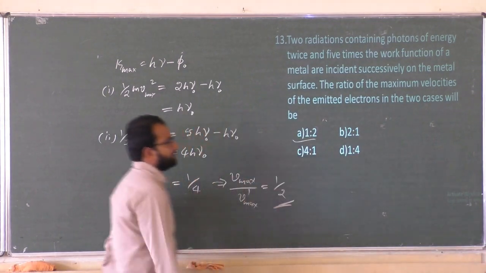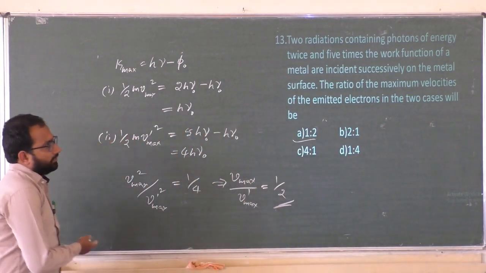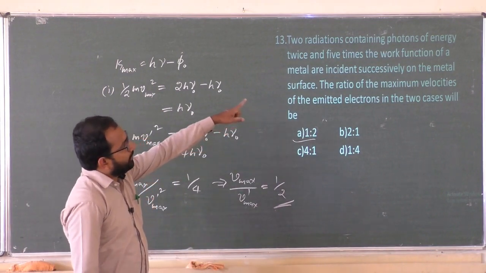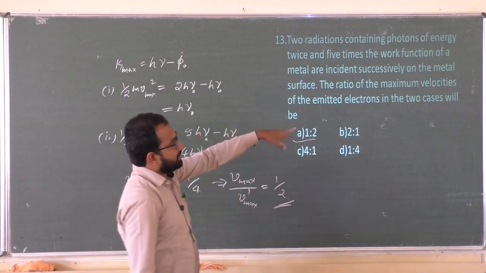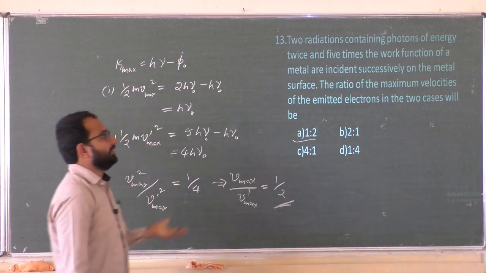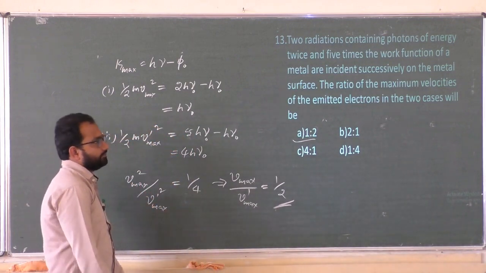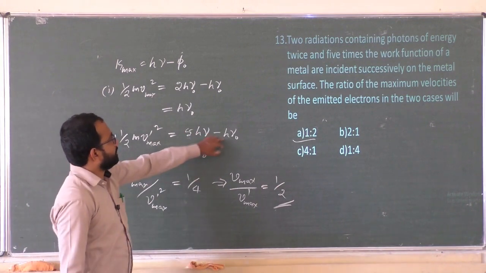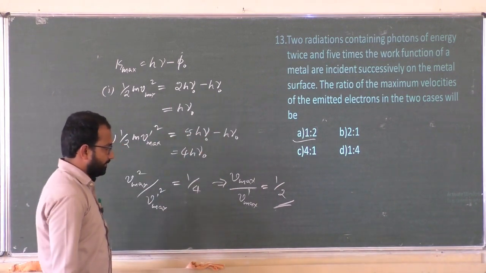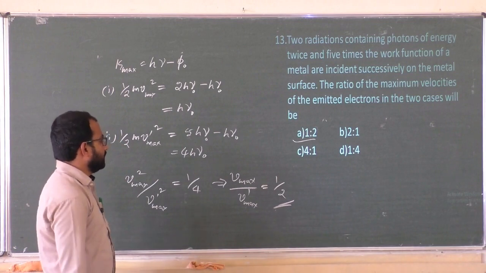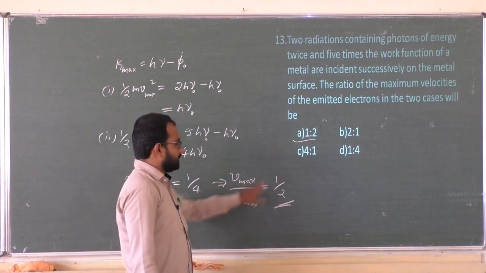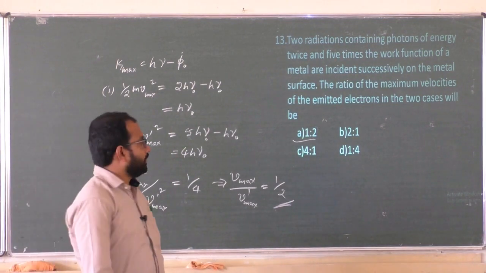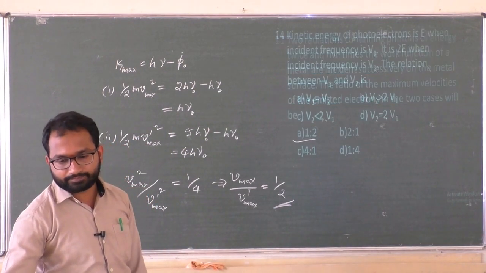The option is A, 1:2. See, for the same surface of a metal, radiations are incident successively on the metal. You are not changing the photosensitive surface, right? So the work function remains the same, h nu naught. It depends on the material used. Therefore the ratio of velocities is 1:2. Okay, we move on to the next question.